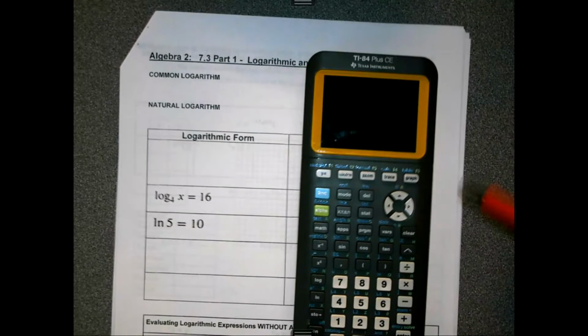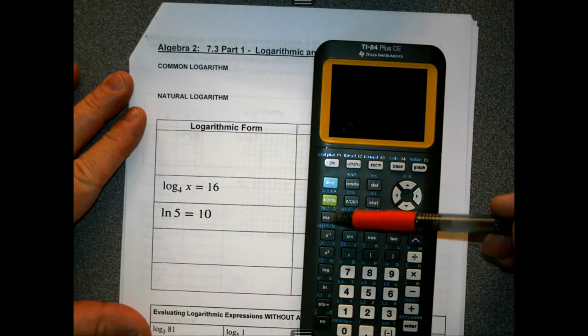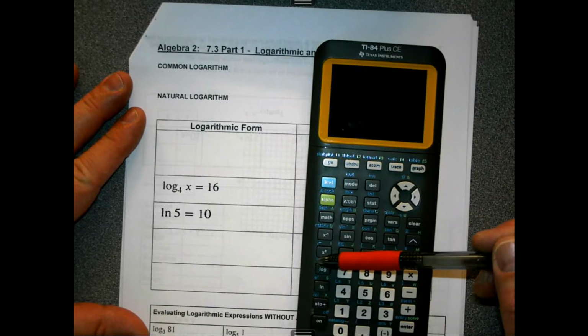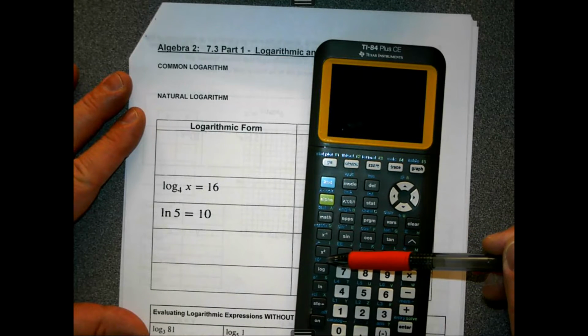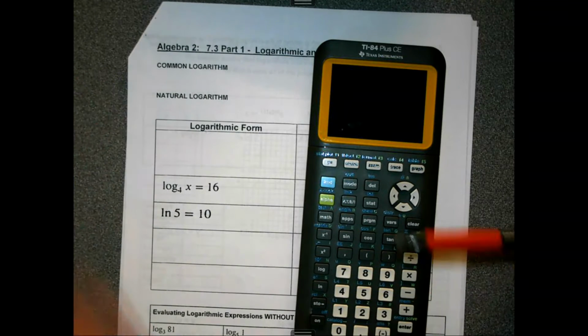However, your handy dandy calculators, as nice as they are, if you look at your calculator, you only have two what we call log keys here, and logs have a base.